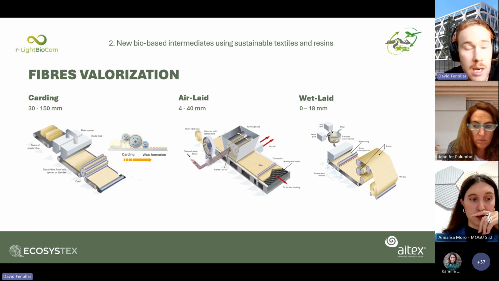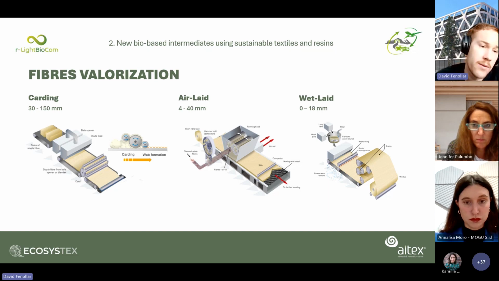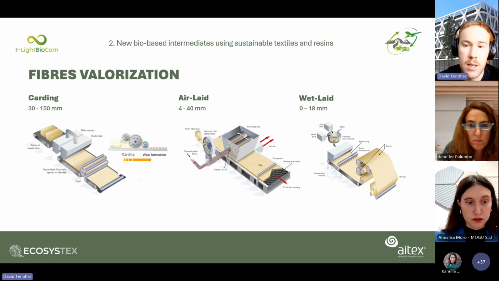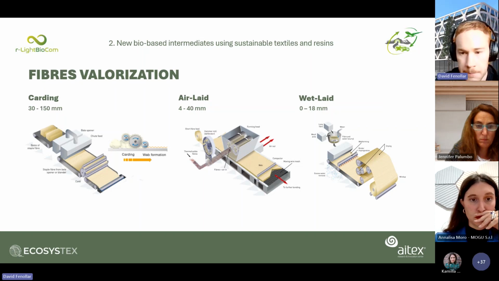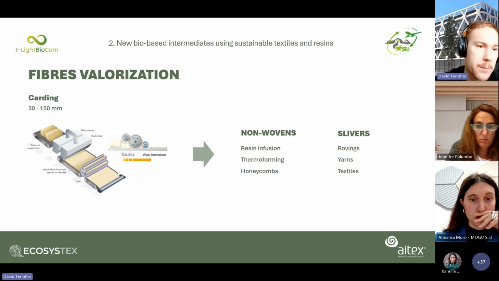One way of valorization is carding manufacturing, as you see in the slide. This is a dry laid technology that we have available in our facilities in ITEX, and we can produce non-wovens and slivers. This valorization technique allows us to valorize high fiber lengths. And as the difference from wet laid, we are able to valorize shorter fiber lengths, as you see in the slide. We are talking about carding.